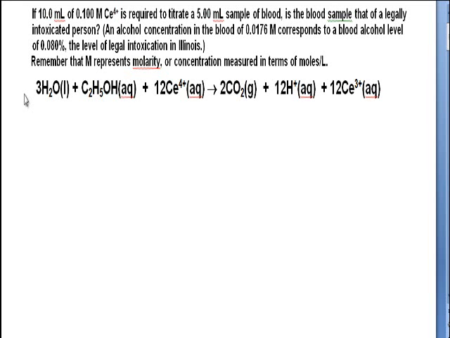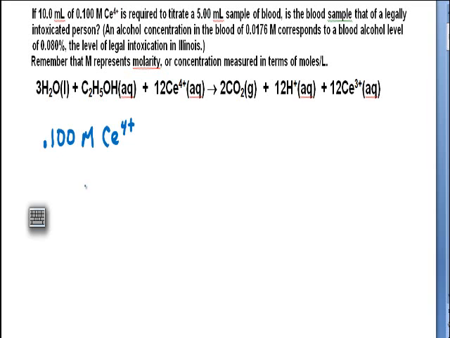Let's go through how to do a titration problem for a redox equation. The equation that we have here has already been balanced for acidic conditions. Once having it balanced for acidic conditions, what we need to do is find out, with our given information, how many moles of reactant we have and how many moles we need to react with that.